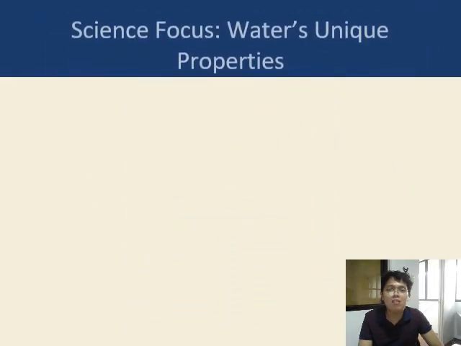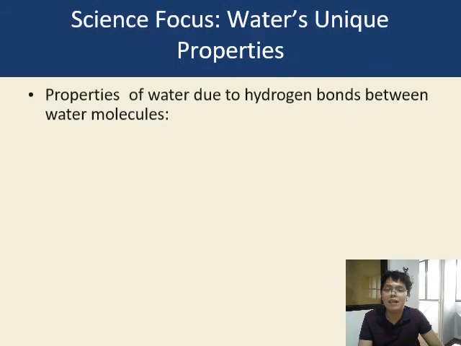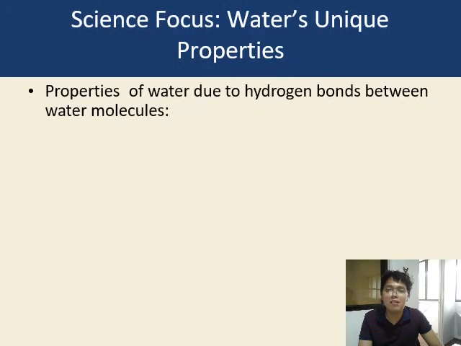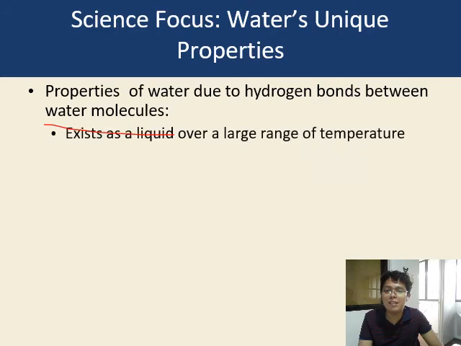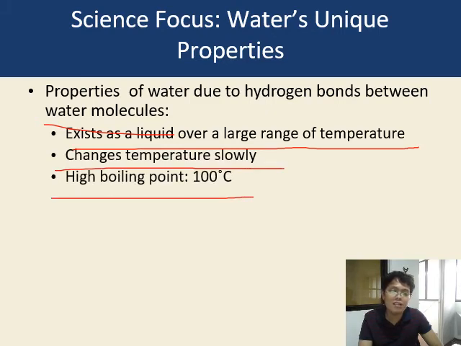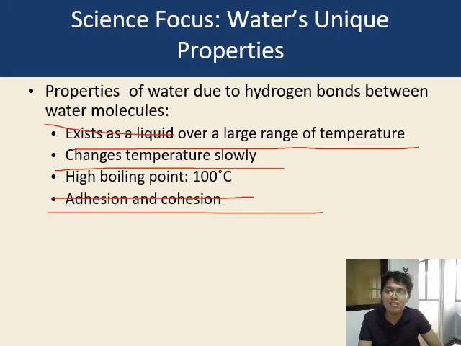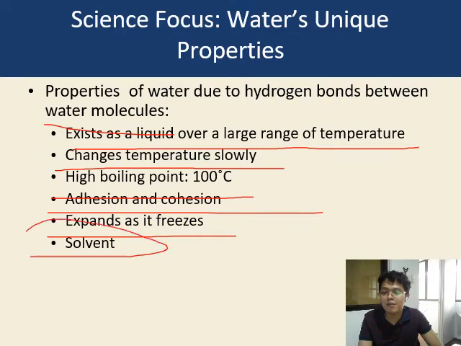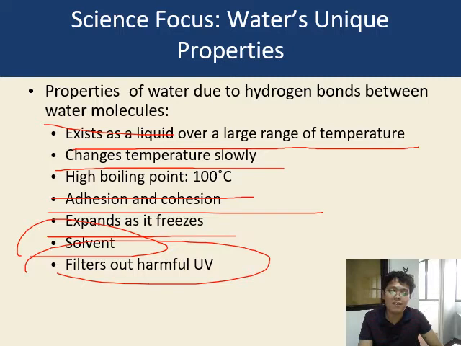Also, let's focus on water's unique properties. We have the properties of water due to hydrogen bonds between water molecules. So it exists as a liquid over a large range of temperature, and it changes temperature slowly. It has a high boiling point at 100 degrees Celsius, and the adhesion and cohesion property of water, and it expands as it freezes, so it becomes solid form. It is also a good solvent, and it filters out harmful UV or ultraviolet rays.